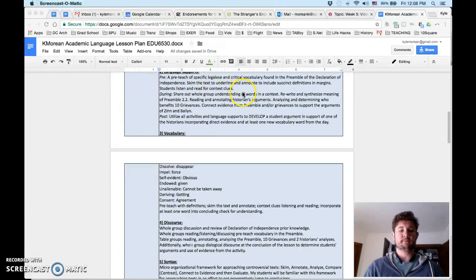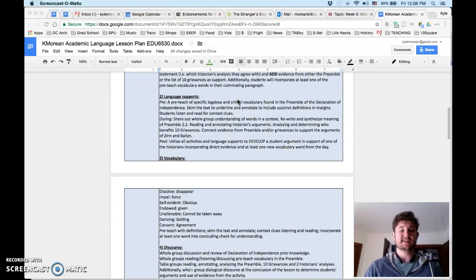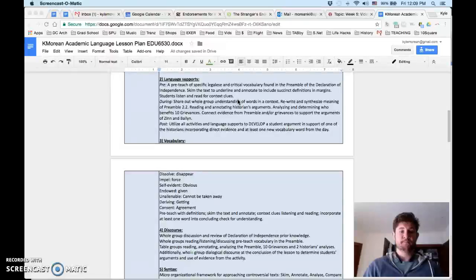Students will, as a part of our first step, listen and watch a reading that a series of 8 actors do, a YouTube video of the preamble. And so they will be listening for those words and trying to make more sense of the context as they listen and read through the preamble with those definitions.